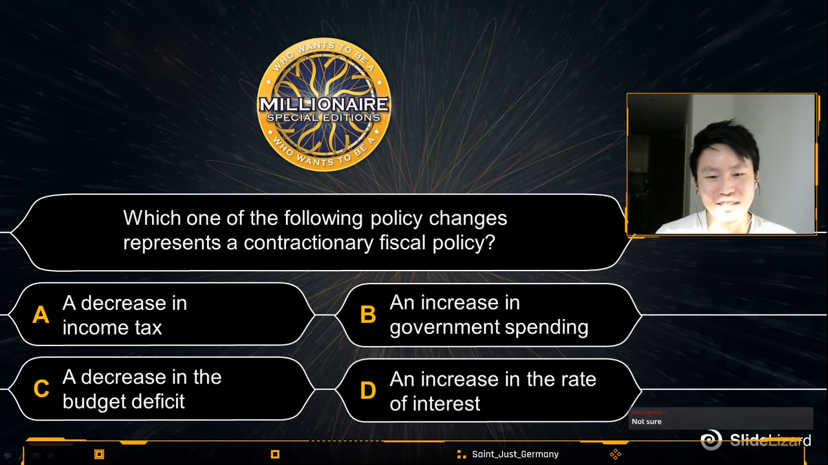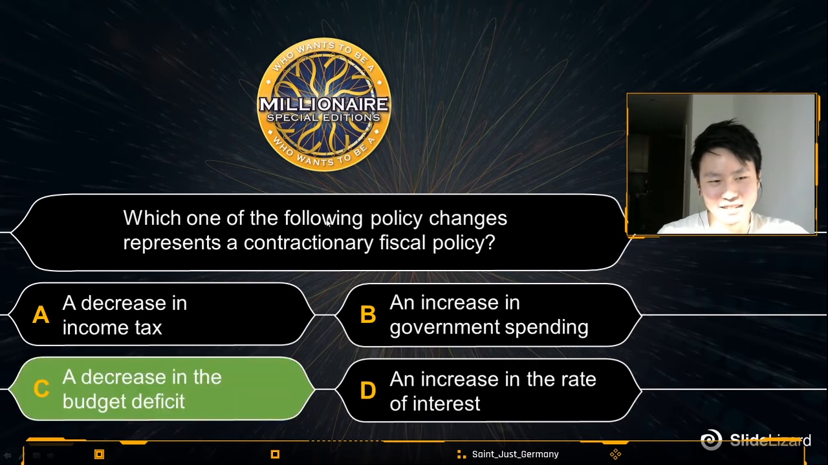Okay, I see a not sure answer. I appreciate your honesty. So 5, 4, 3, 2, 1. C, is that the correct answer? Good job. You've got $64,000 in your pocket.